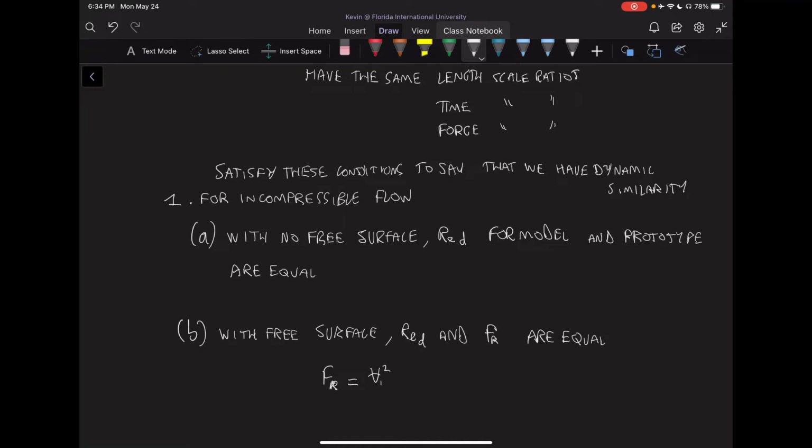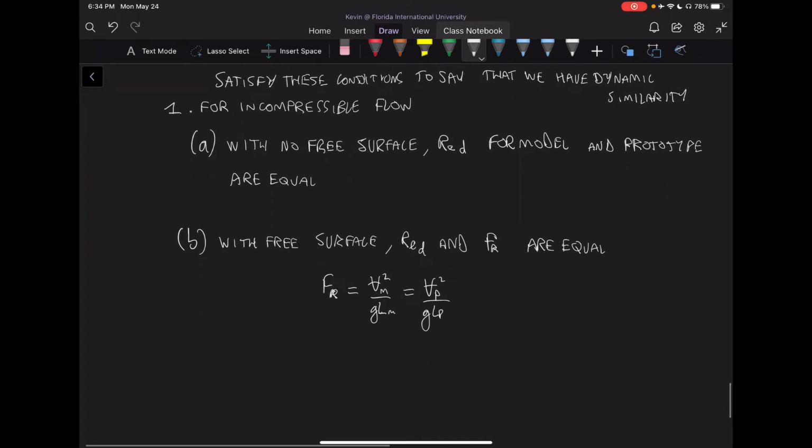V squared of the model over g L of the model, is equal to V of the prototype squared over g L of the prototype. So that condition has to be met in addition to the Reynolds number being similar as well. So now we have two conditions to satisfy. We need to check two conditions to make sure that something is dynamically similar.